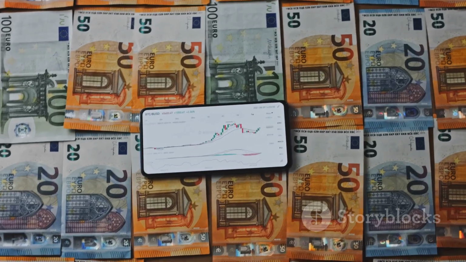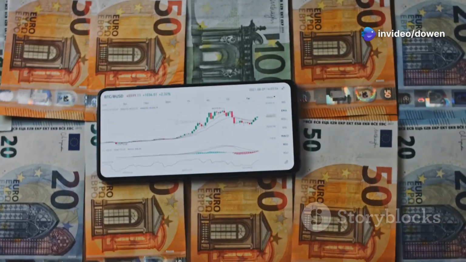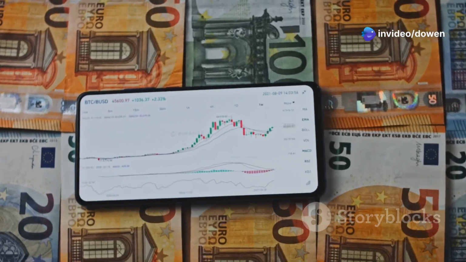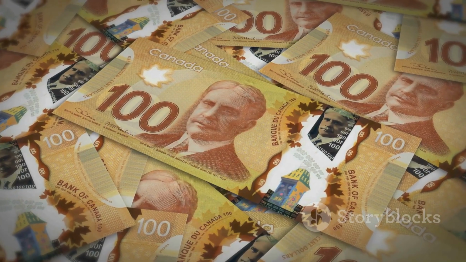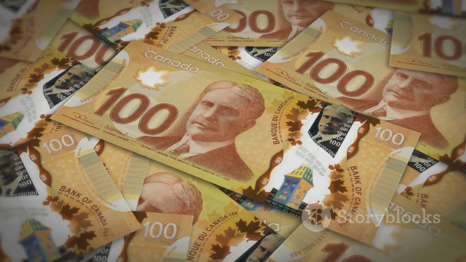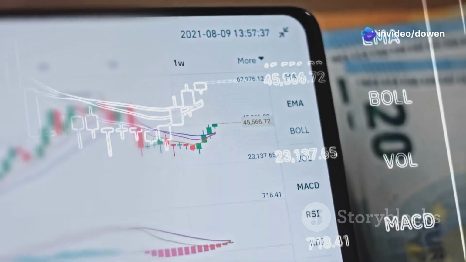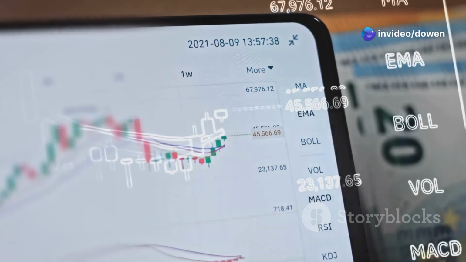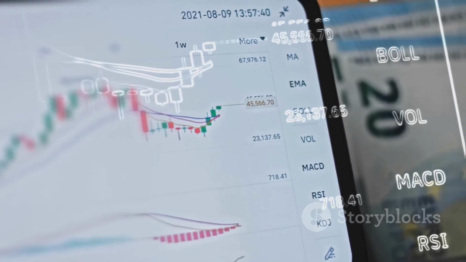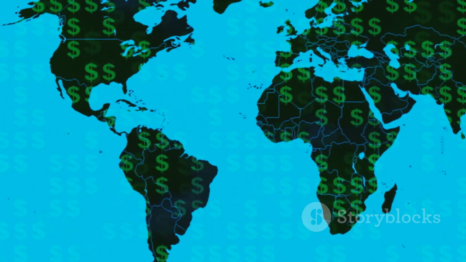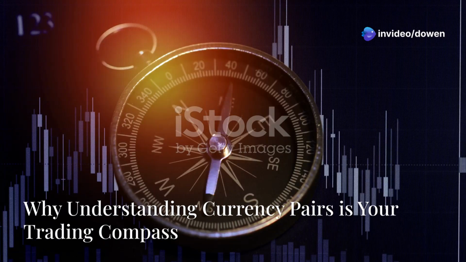Other popular pairs include AUD-USD, Australian dollar versus US dollar, often influenced by commodity prices as Australia is a major commodity exporter, and USD-CAD, US dollar versus Canadian dollar, nicknamed the loonie, which is also sensitive to oil prices due to Canada's large energy sector. The popularity of these pairs comes from their good liquidity, the availability of information, and the clear economic drivers that traders can follow. They represent a good starting point for understanding how global economic forces translate into currency movements.